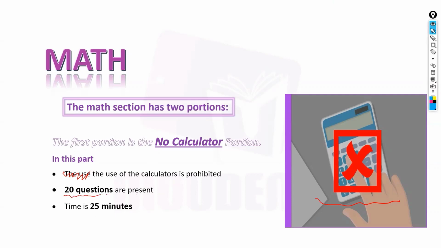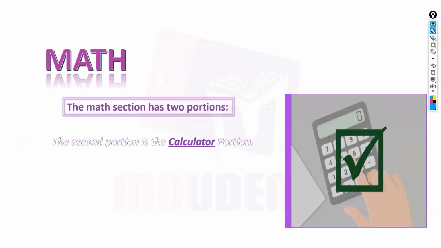These questions won't require a calculator. There won't be really difficult decimal numbers in this section, of course. These kinds of numbers will be present in the next section that we're going to talk about, the calculator section.